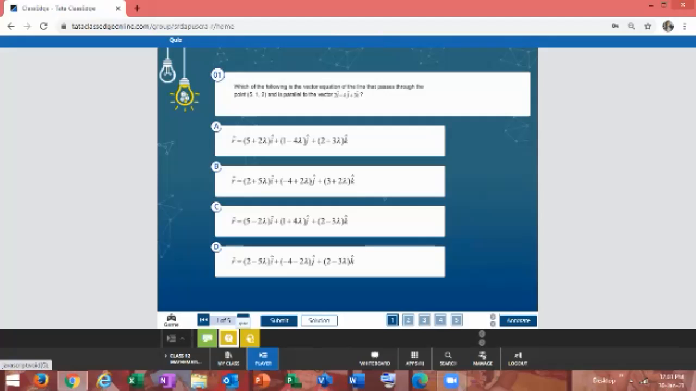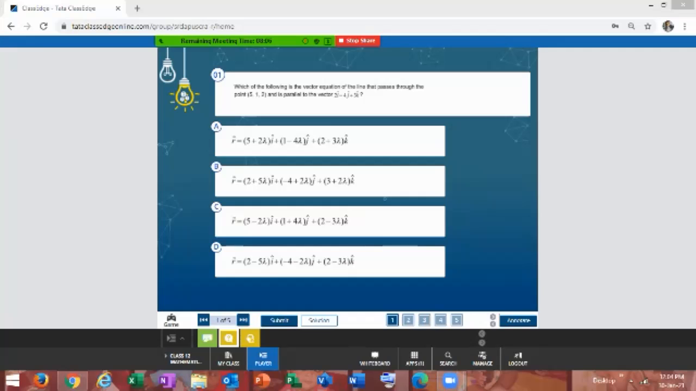Am I audible? Children, am I audible? Yes. Tell me, what is the correct answer of this? Quick. What will be the correct answer? Anyone can answer quickly. You will only have to substitute the values in this.